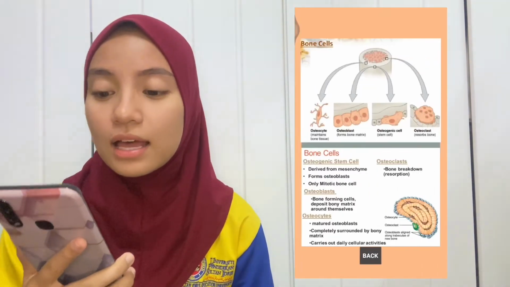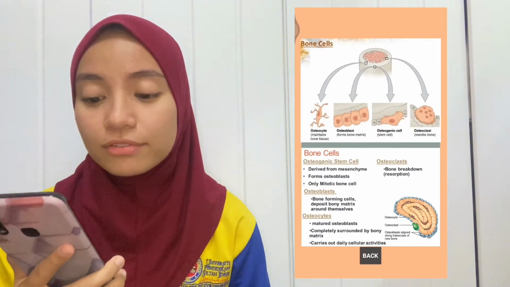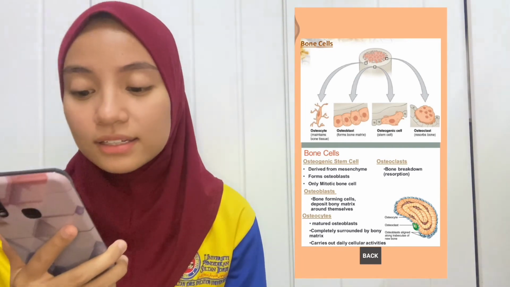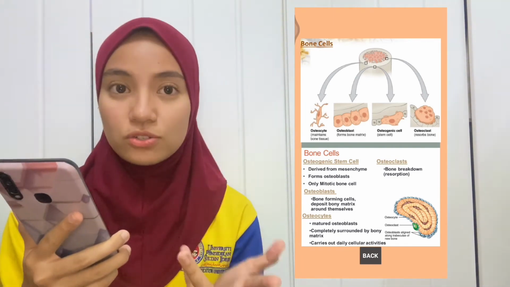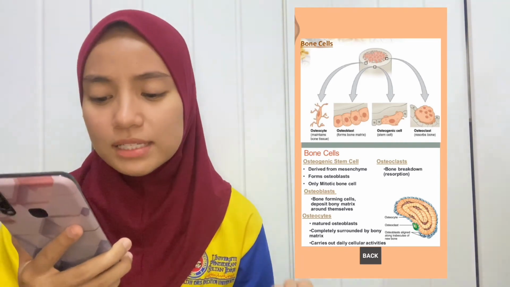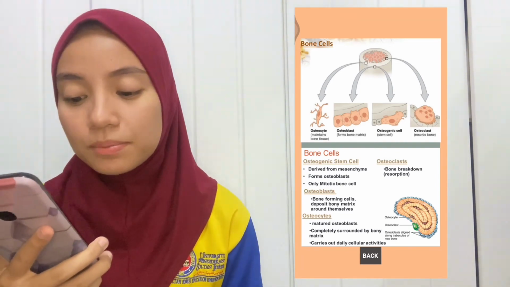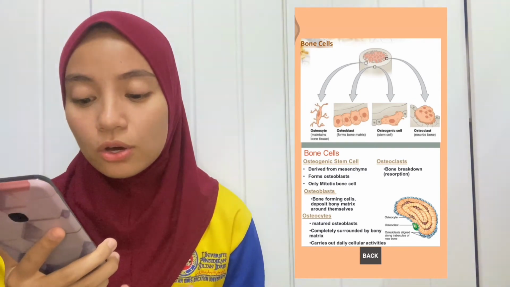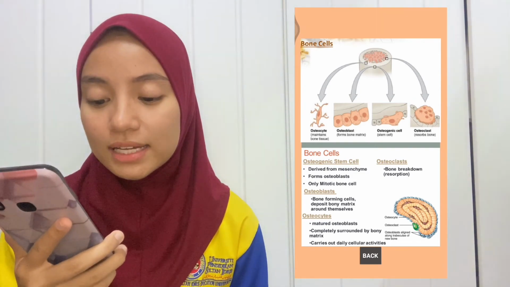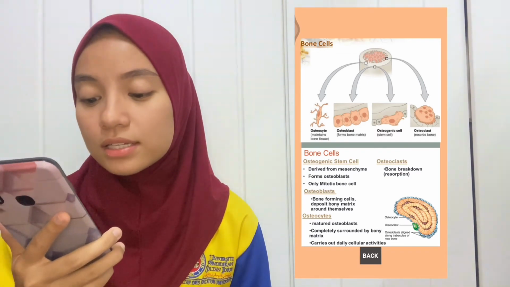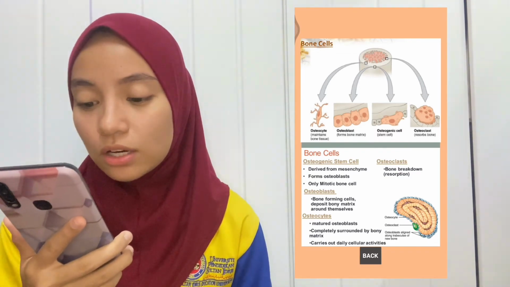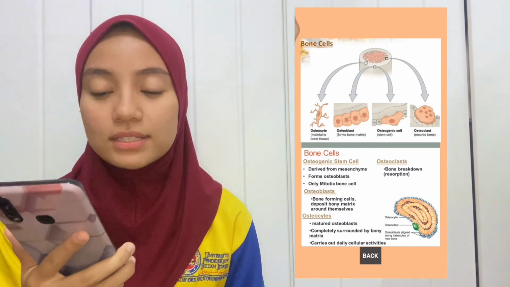Bone cells. We have four bone cells, which are osteoclast, osteoblast, osteogenic cell, and osteocyte. Osteoblast: bone forming cells that deposit bony matrix around themselves. Osteocyte: mature osteoblast, completely surrounded by bony matrix, carries out daily cellular activities. Osteoclast: bone breakdown.